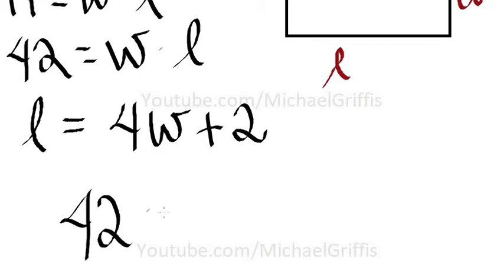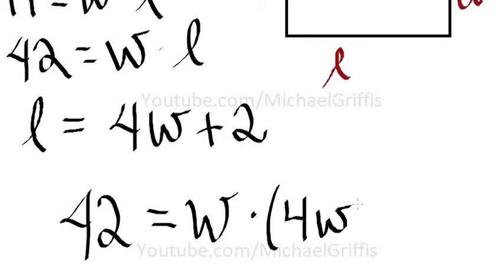I don't know. 42 is equal to, so remember it was W times L, right? But W is W, and we know that L is 4W plus 2.